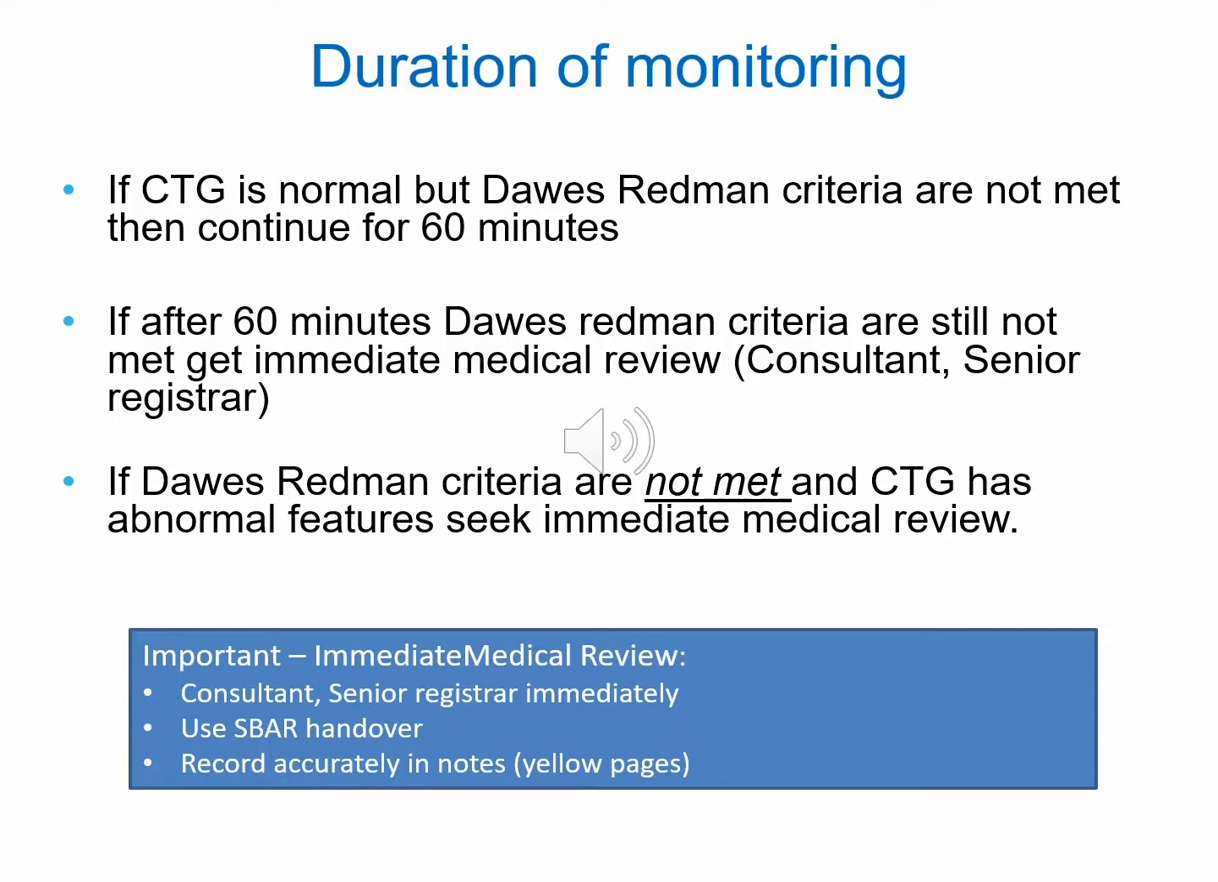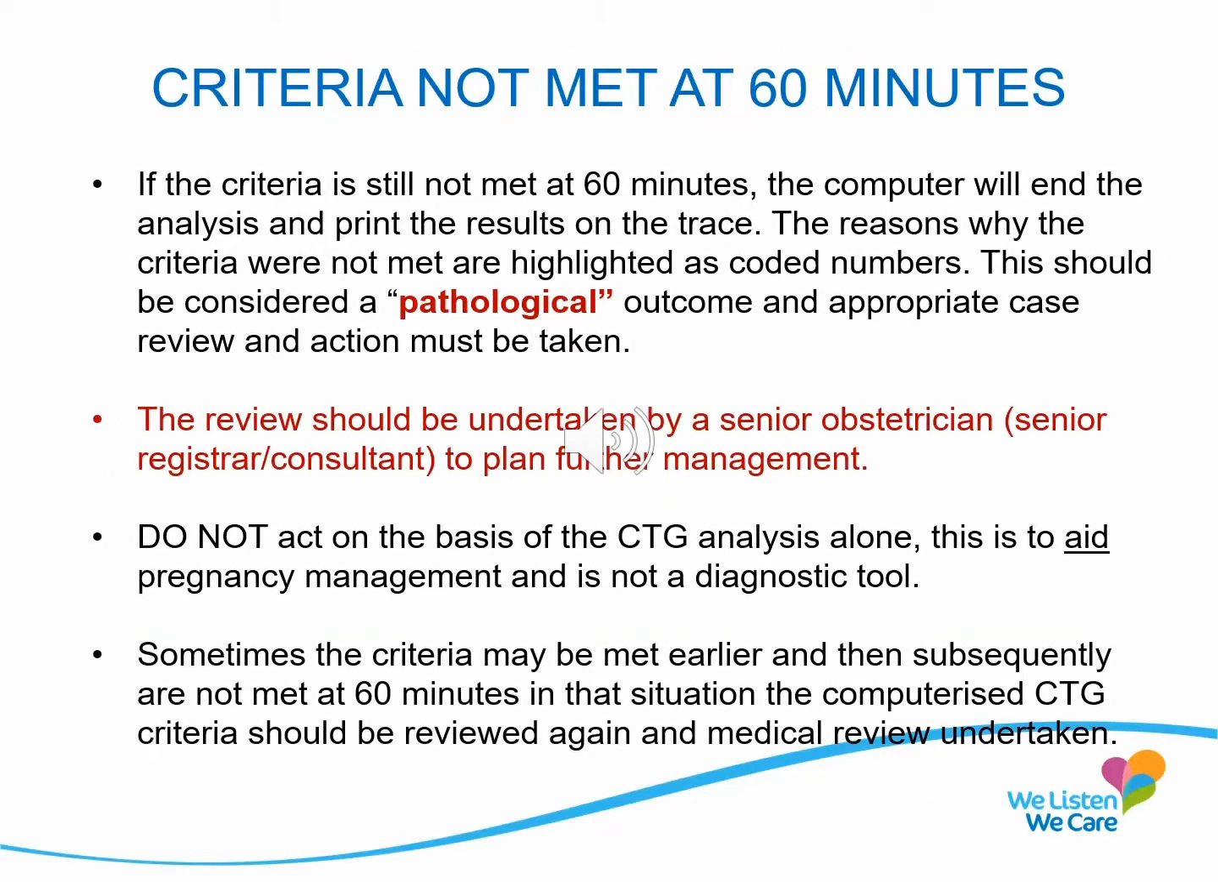If Redman criteria are not met and the CTG has abnormal features even from the beginning, immediate medical review by a consultant or senior registrar must be sought. It is important that while immediate medical help is requested, it is given in an SBAR handover and recorded accurately in the notes. When the criteria are not met at 60 minutes, the computer will end the analysis and print the results on the trace. The reasons why the criteria were not met are highlighted as coded numbers.